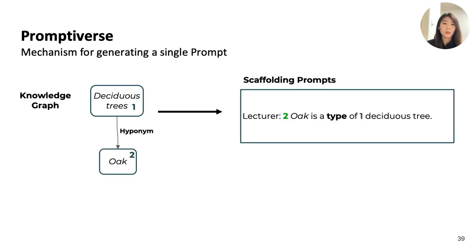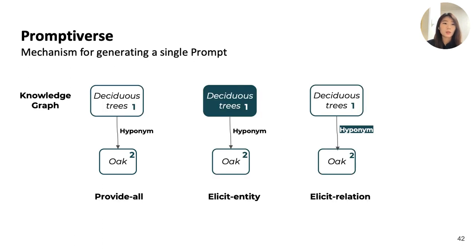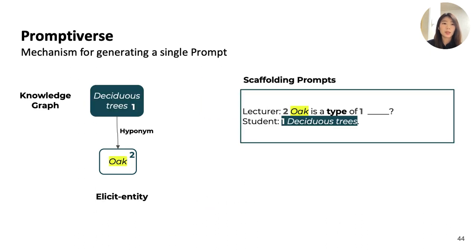In a prompt, a knowledge element can serve 2 functions: be provided to or elicited from learners. Here, the darker one is elicited and the clearer one is provided. Based on how knowledge elements are elicited or provided, a single triplet can turn into 3 types of single prompts. As an example, the elicit entity type prompt provides an entity oak and the relation type, but elicits the entity deciduous tree as a hypernym of oak.